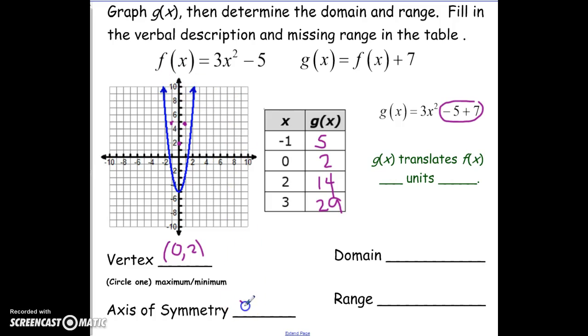The axis of symmetry is still x equals 0 because I only translated it vertically. The domain is all real numbers. The range is going to stop here at my vertex, so all my y values are greater than or equal to 2. And all I did was add 7. So I translated 7 units up. That's all I did. Translated up 7 units.